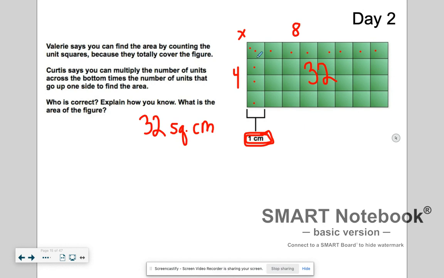So to me, it would be easier to multiply 4 times 8. You can either multiply 4 times 8 or you can count the individual squares. When we get into really big shapes, it's going to be hard to count those individual squares. So get used to doing the length times the width or rows times columns.